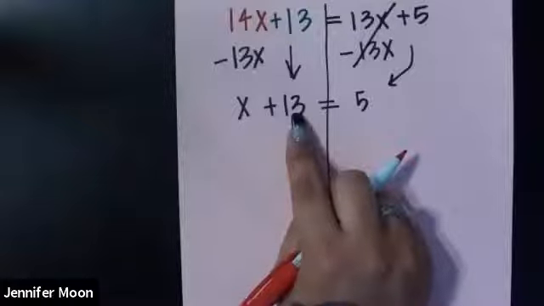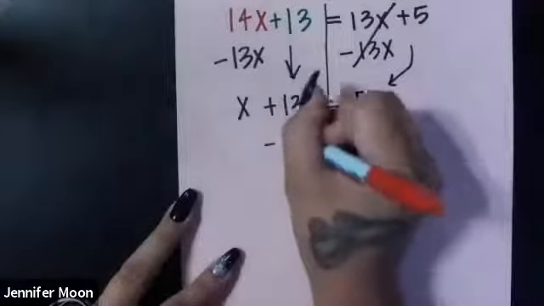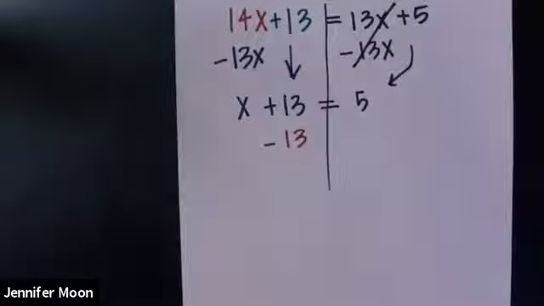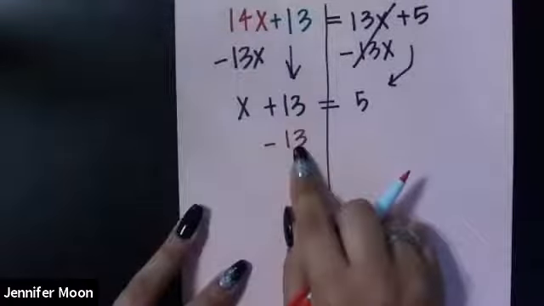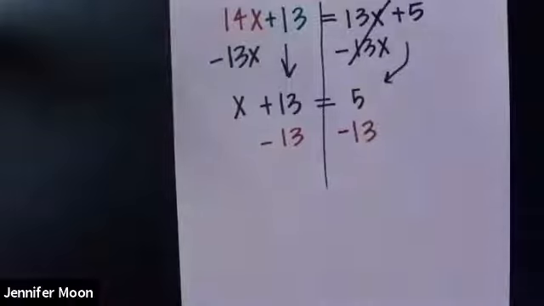What's happening around my x? I noticed that there is a 13 being added to my x. The opposite of addition is subtraction. They undo each other, right? They'll make each other cancel. Whatever you do to one side, you have to do to the other, because we just have 2 sides.